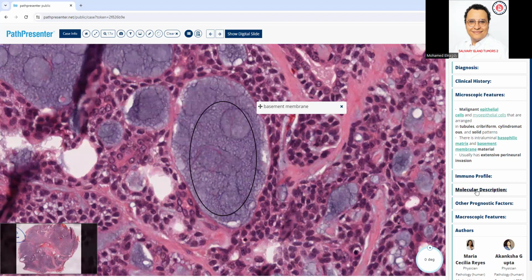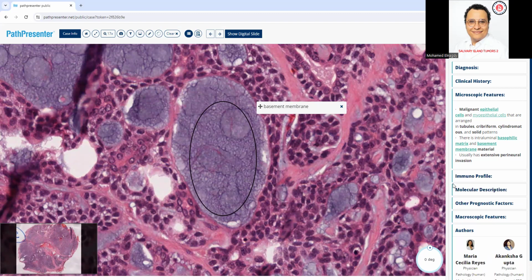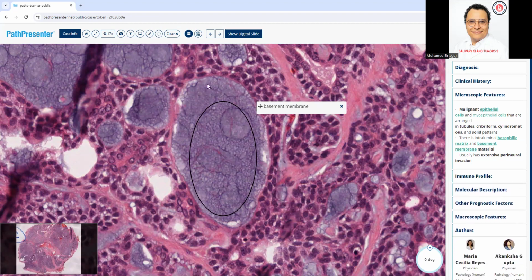So what's the molecular alteration for adenoid cystic? MIB1, something like that. It's MYB. Good job. MYB. See, here's the molecular description. It's MYB. And you even have the immunoprofile here. It's very good. This PathPresenter is very good. It's a very good resource of virtual slides, I think.